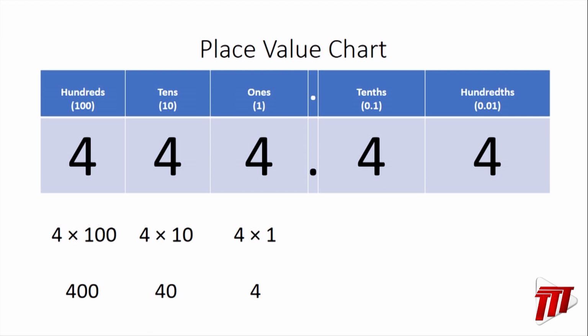The whole part remains the same, but if we focus on our fractional parts, 4 tenths is now represented as 4 multiplied by 1/10 in decimal notation. That gives 4 tenths in decimal notation. 4 hundredths will now be represented as 4 by 1/100 in decimal notation, and that gives 4 hundredths. So let us consider 7 tenths.